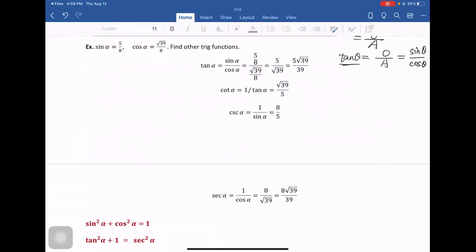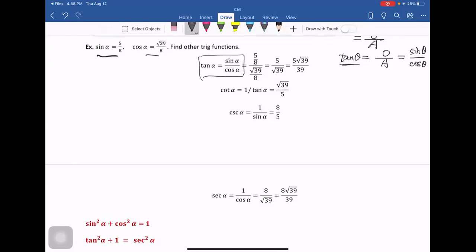Sine alpha equals 5 over 8. Cosine alpha equals square root of 39 over 8. Find the other trig functions. So they provide us 2 trig functions, and we have to find the other 4 trig functions. We can use these to find tangent theta, and the reciprocal of tangent theta is cotangent. And cosecant alpha equals the reciprocal of sine, so this one equals 8 over 5.